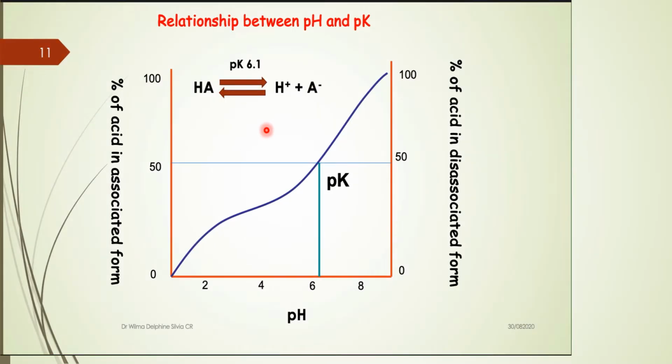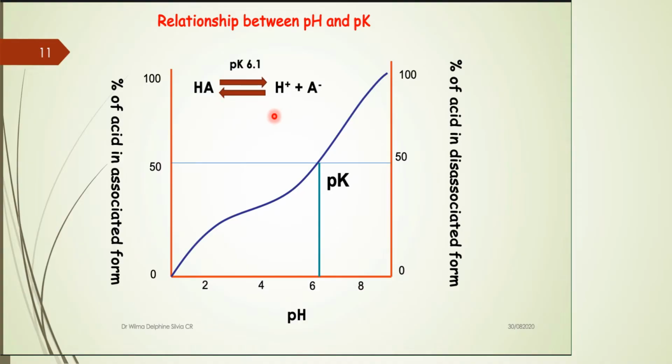So what is pK? pK is nothing but the pH at which the weak acid is 50% dissociated. That means 50% is in the undissociated form and 50% is in the dissociated form. Consider a weak acid here. 50% of this weak acid HA is in the undissociated form and 50% is in the dissociated form. So the pK of the reaction is 6.1. That means it's the pH at 6.1 at which the weak acid is 50% dissociated and 50% undissociated.